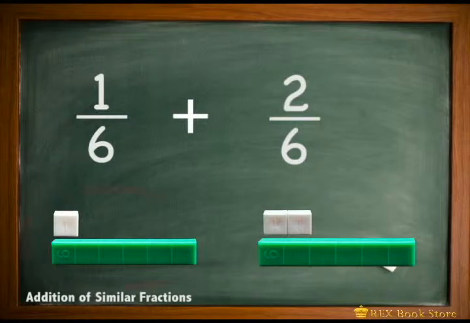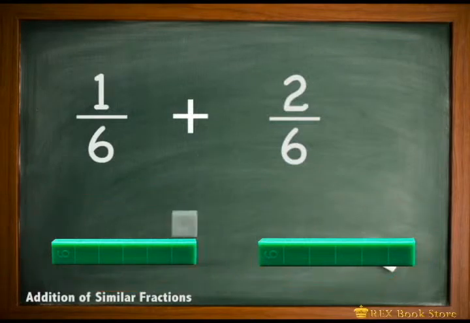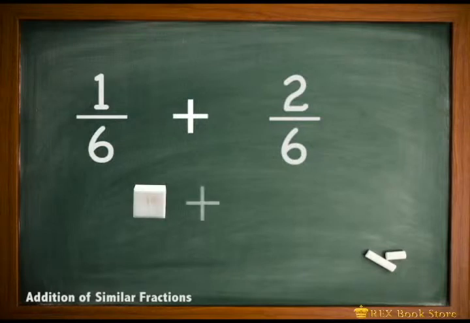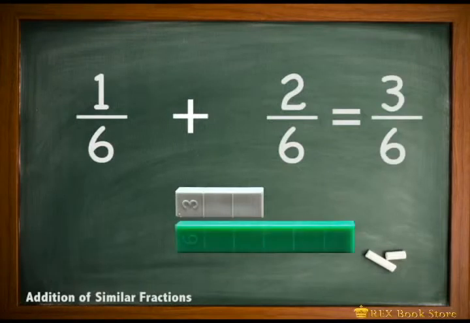When we say 1 over 6 plus 2 over 6, it is similar to 1 part plus 2 parts. Together, 1 part plus 2 parts is 3 parts. So 1 over 6 plus 2 over 6 is equal to 3 over 6.